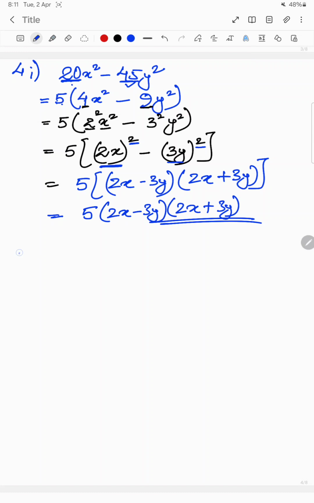All right, now the next question is question number 4.2. Let's see, you have 9x square minus 4y plus x.